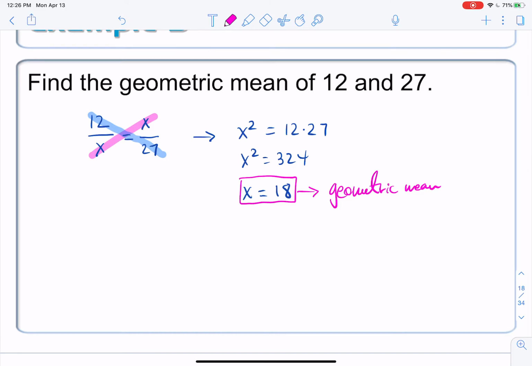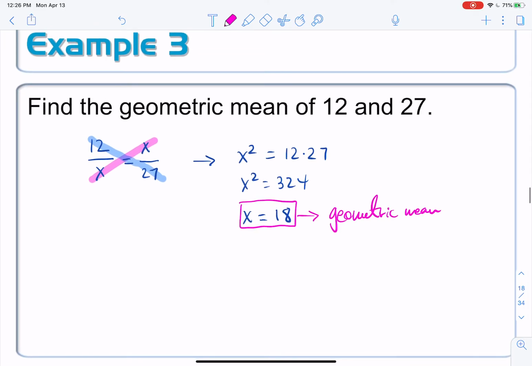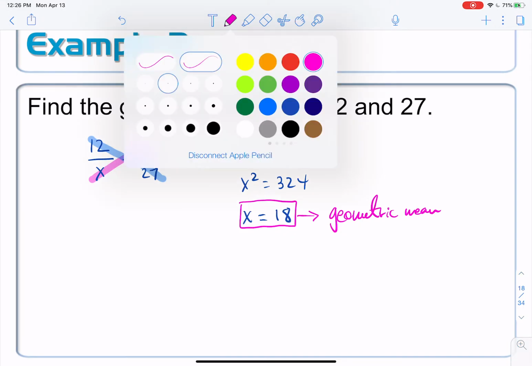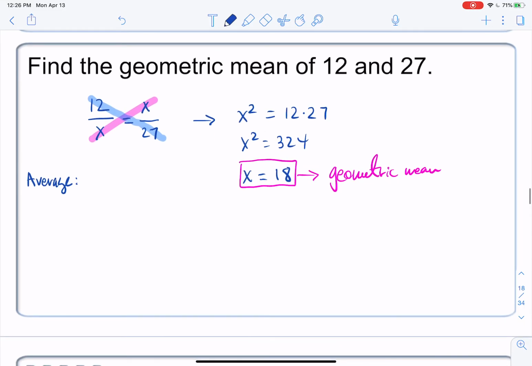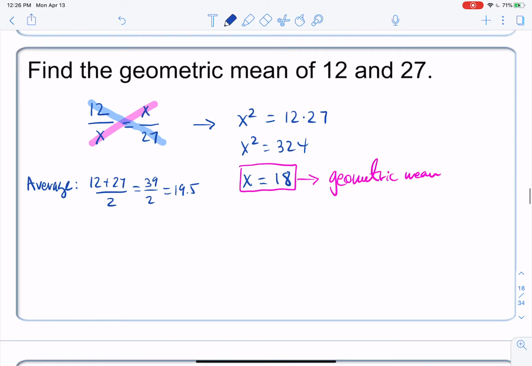Well, let's go ahead and compare this to average, the arithmetic mean between those two things, so you can see how these compare. So over here on the side, let's find the average between those two numbers. So average, I'm supposed to add them together. I'd have 12 plus 27. I'd divide it by 2. Let's see, that's 20, 30, 39, which I think is 19.5. All right, it's in between there. As a matter of fact, when you have two numbers, it's exactly in the middle between those two numbers.